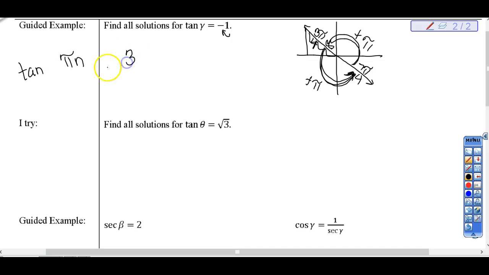So here's what I know. Gamma is equal to 3 pi over 4 plus pi times n, as long as I state that n is an element of the set of integers. I don't have to write, and it would be more than I need to do to write 7 pi over 4 plus pi times n. Because 3 pi over 4 plus pi times 1 is 7 pi over 4. So with tangent, sometimes you only have to write one solution.